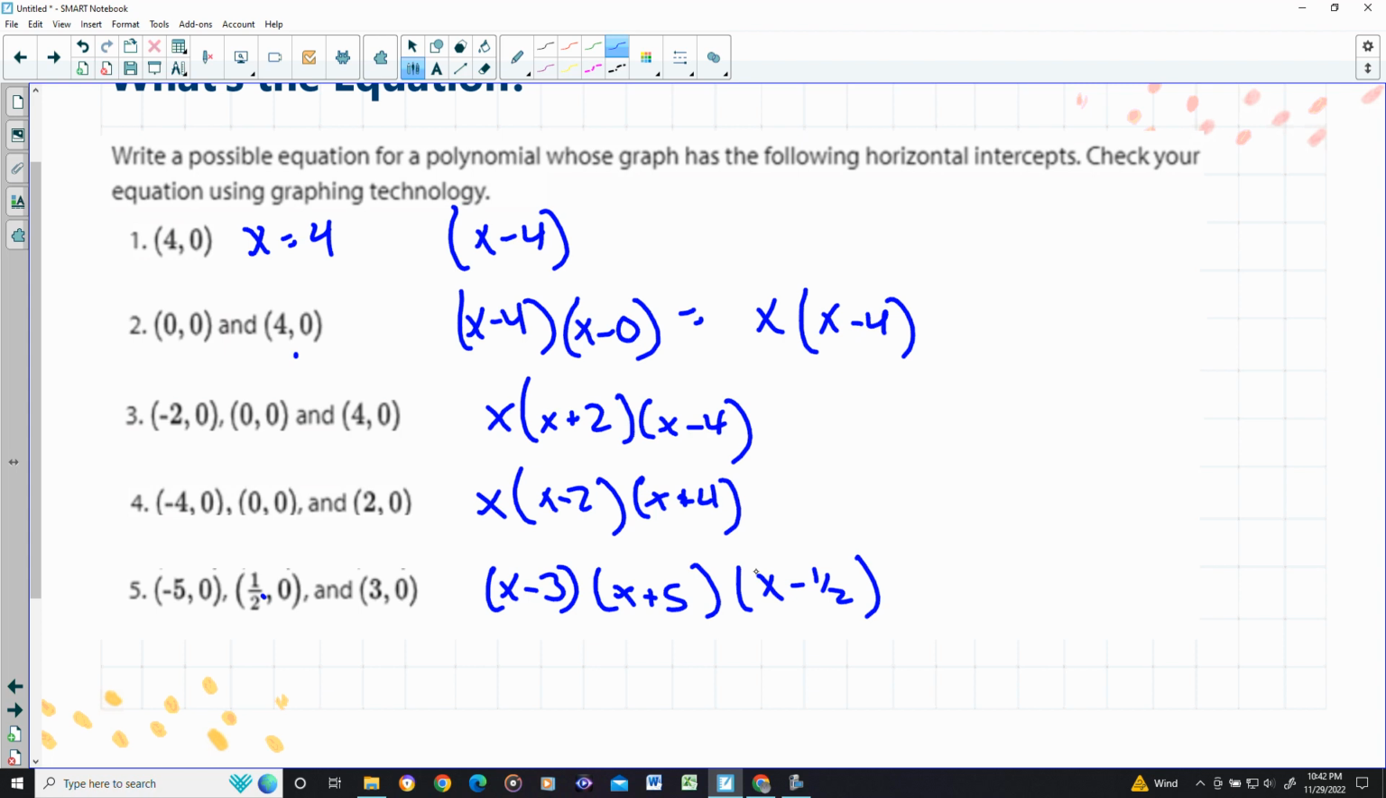So one way to avoid the usage of the fraction here, because that's kind of weird to look at, is you could multiply this by 2, introduce a scale factor of 2, until you have x minus 3, x plus 5, and 2x minus 1. That also works. That just has a scale factor of 2 associated with it, but it's still going to cross through all three of those points. And I can add a scale factor like that on any of the other ones. Doesn't matter.